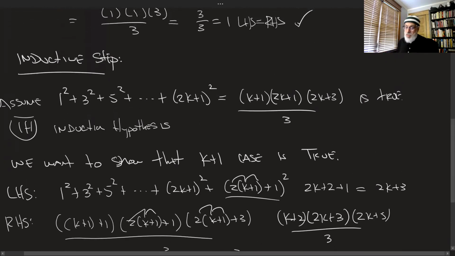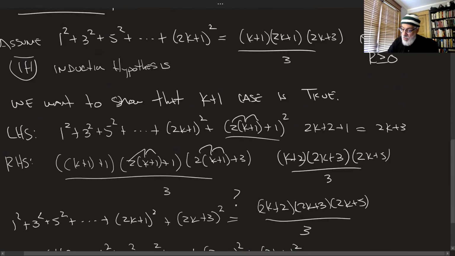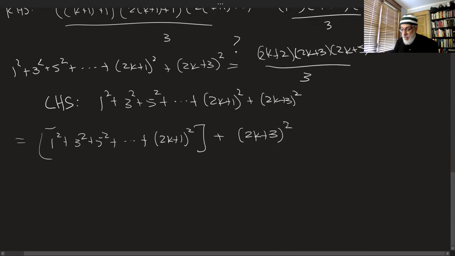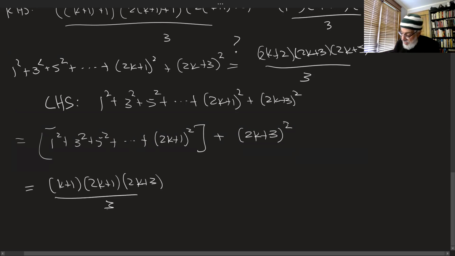We said that 1 squared plus 3 squared plus 5 squared all the way to 2k plus 1 squared is equal to k plus 1, 2k plus 1, 2k plus 3 divided by 3. We assume that is true for all values of k greater than or equal to 0. So we're going to use that. We're going to replace our parentheses here with k plus 1, 2k plus 1, and 2k plus 3 divided by 3. And don't forget this last term here. I'm going to say this is true by the induction hypothesis.